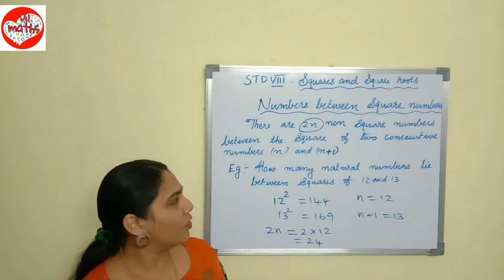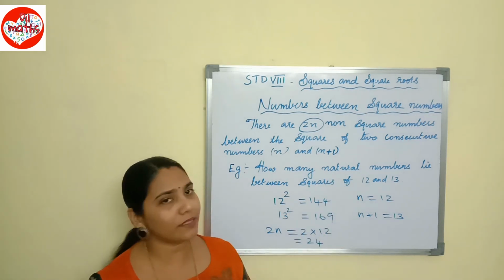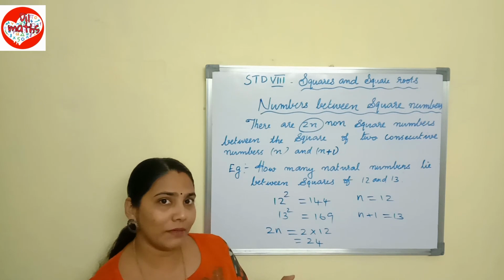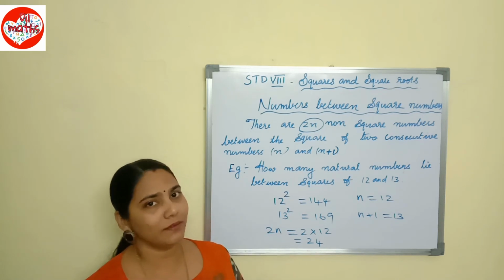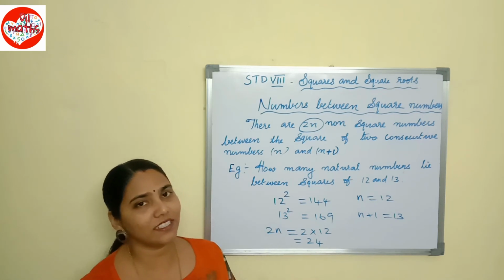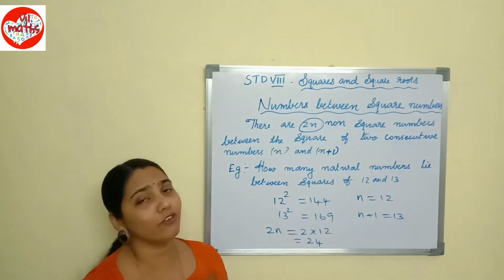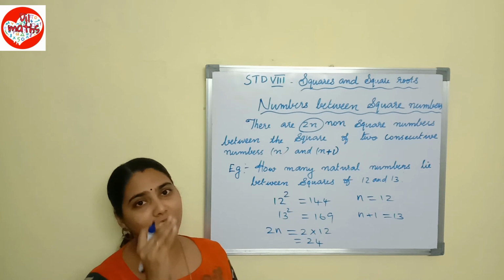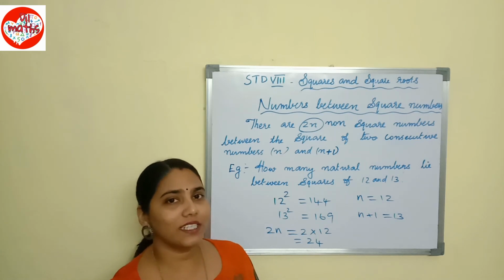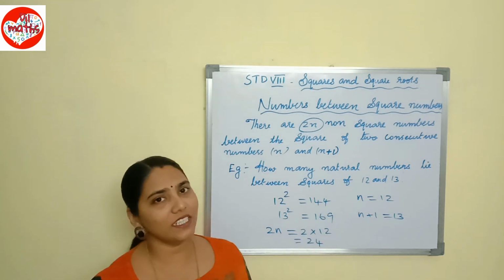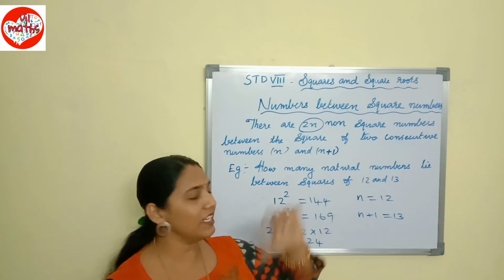Why are they asking specifically for natural numbers? There are many other numbers also, isn't it? There may be fractions, there may be decimals like that. Infinitely many numbers will be there between 144 and 169. That's why they are asking specifically for natural numbers.